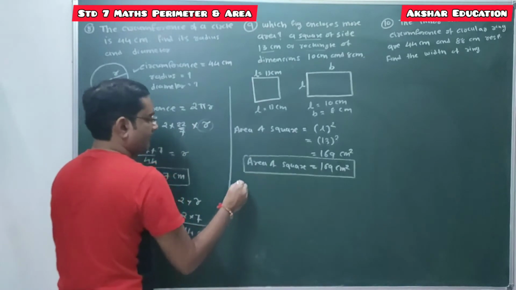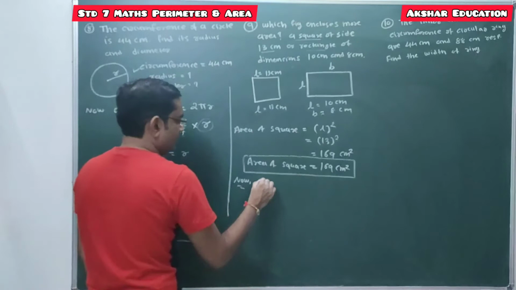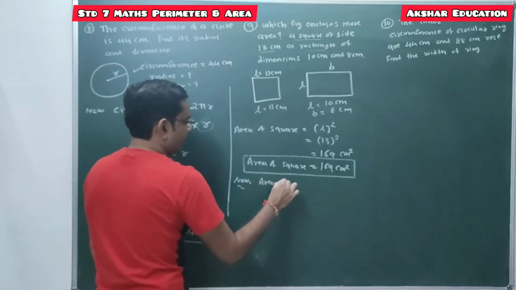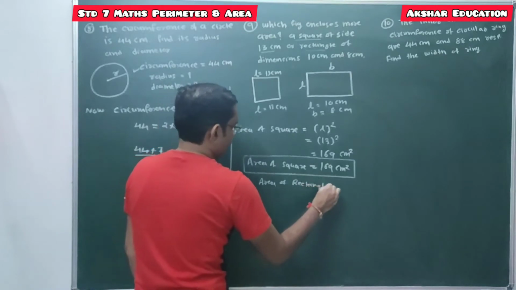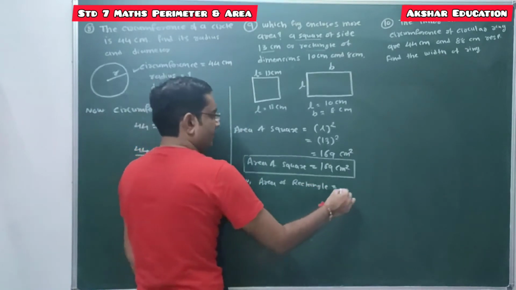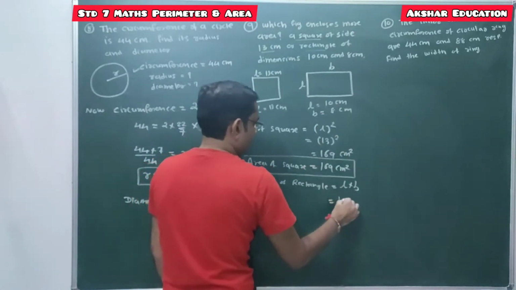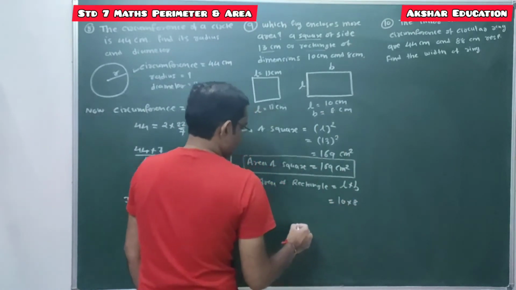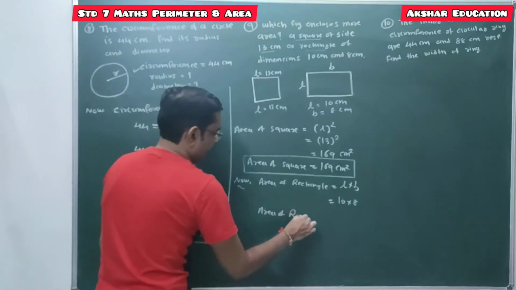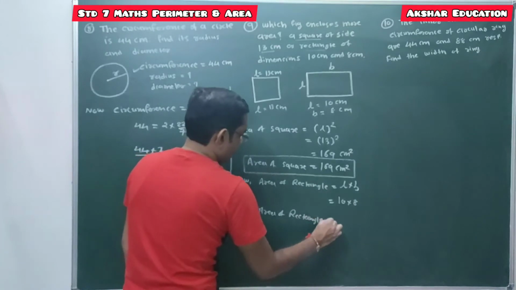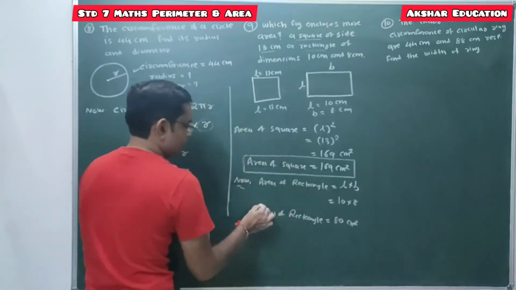Now you have to find the area of the second figure, that is the rectangle. Area of rectangle. So what is the formula? It's length into breadth. Both are given. Length is 10, breadth is 8. So our answer, area of rectangle equal to 80 centimeter square.